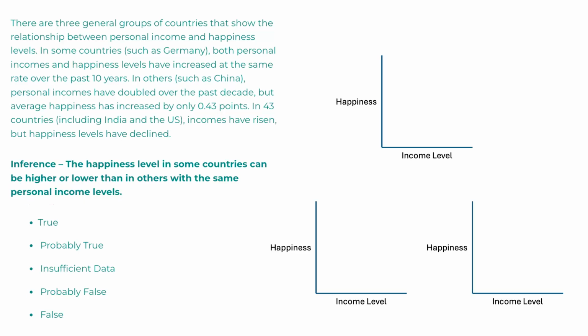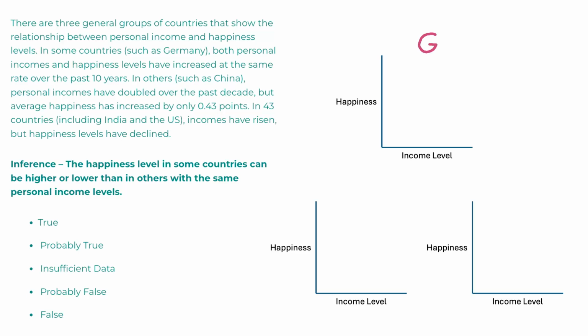And your job is to determine whether this inference is true, probably true, if there is insufficient data, probably false, or false. So with that in mind, let's review the text. The text reads, there are 3 general groups of countries that show the relationship between personal income and happiness levels. In some countries, such as Germany, both personal incomes and happiness levels have increased at the same rate over the past 10 years. So if we want to represent that visually, we can use one of these graphs.